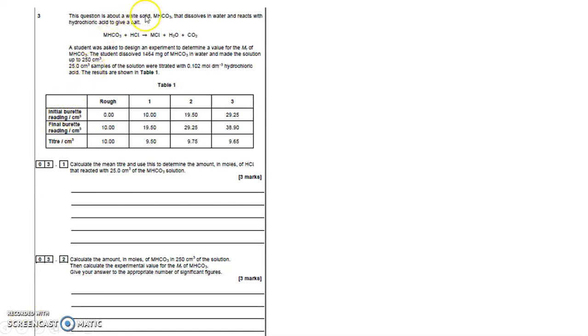Question 3, we've got a white solid, MHCO3, so we don't know what this is. It looks as if it's fictitious. There's no such atomic symbol as M. There's no element such as M, so it's made up.